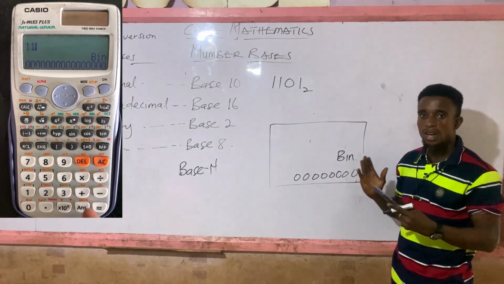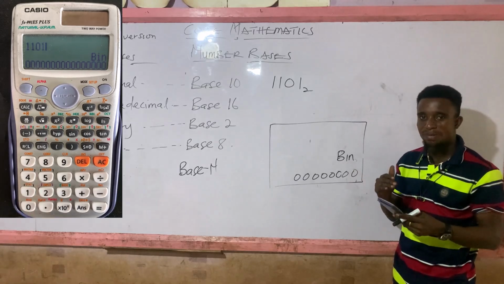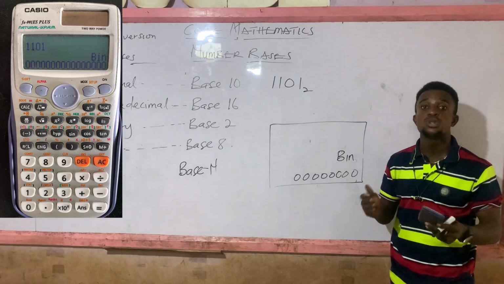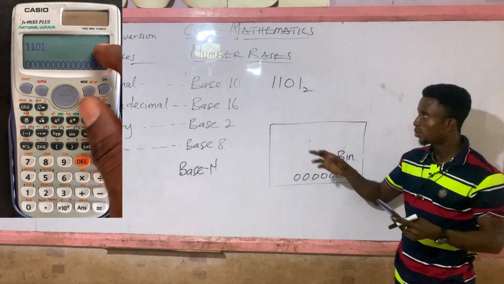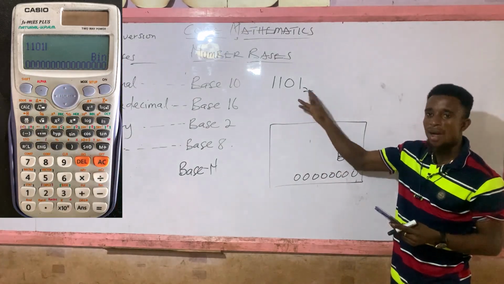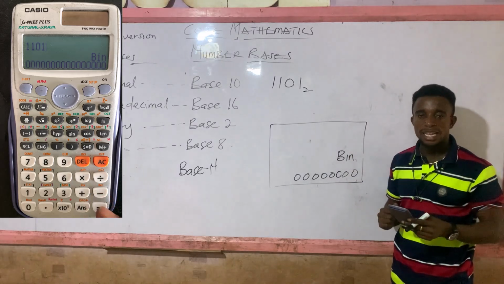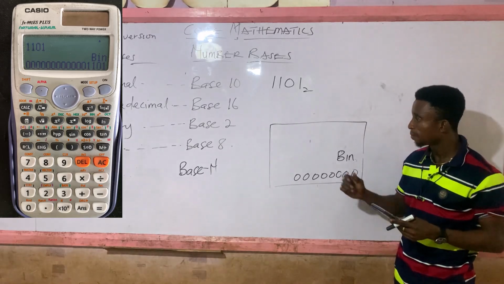So I put 1101. We don't have to put the base because we can't put base here, because what? The bin is telling you that we are in base what? 2. Are we getting that? Okay, so you just put 1101. Are we okay? Then you click on equal to. Right after clicking on the equal to, you see what?